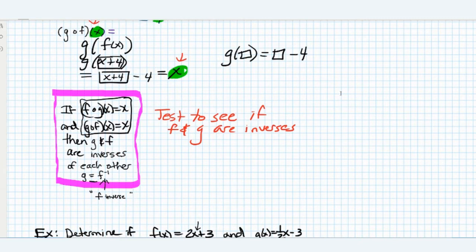Oh, good question, Mauricio. In order to test if f and g are inverses, it has to work in general.